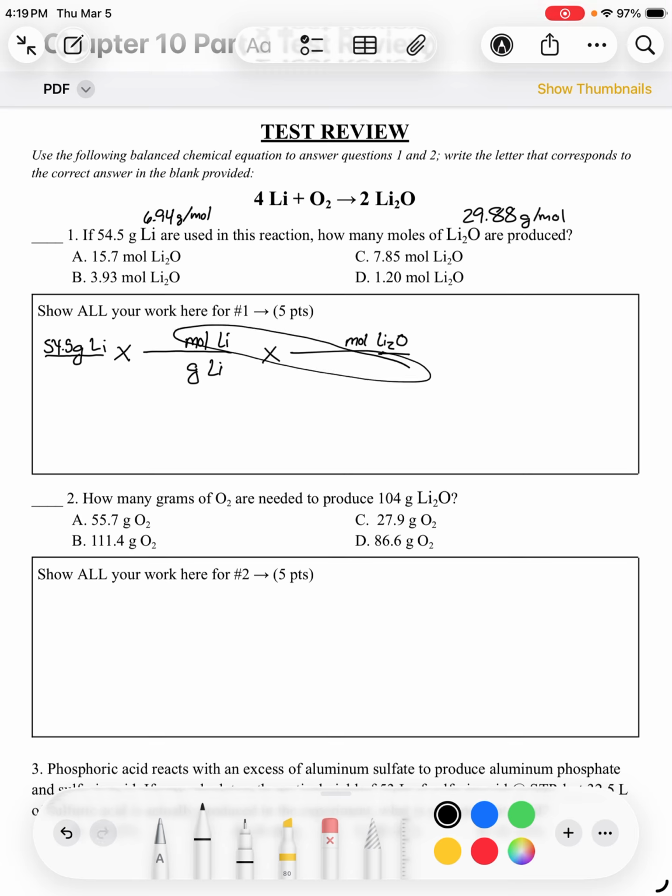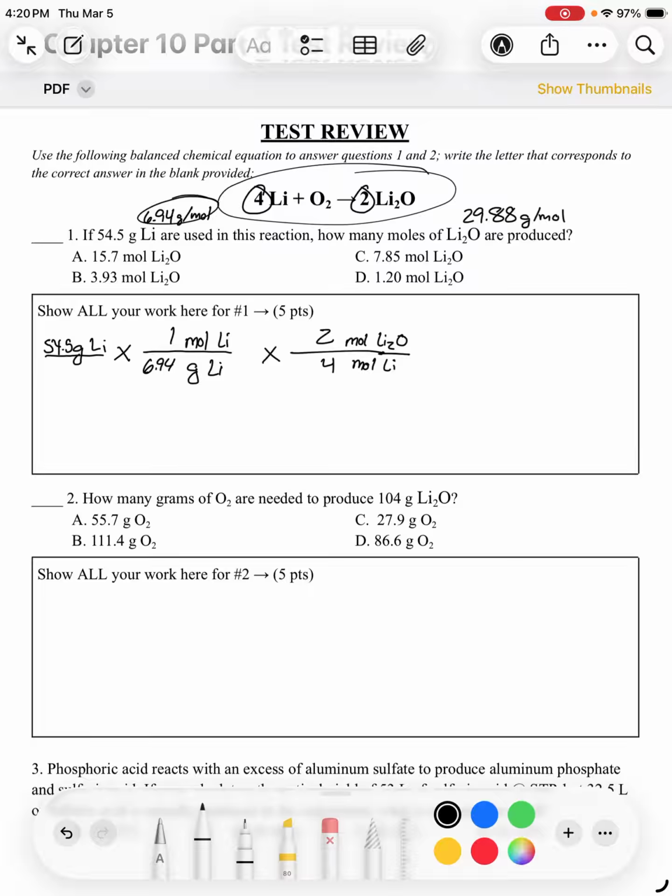And then what has to go on the bottom of the next railroad? Exact same units, moles of lithium. Remember, in a mole to gram conversion, what number goes beside moles? Always 1. And our molar mass for lithium is 6.94. That was given to us, and it's also on the diagram. Then, how do we know what numbers go beside a mole to mole conversion? Well, we look at the balanced chemical equation. 4 is beside lithium, and 2 is beside lithium oxide. Grams of lithium cancel out, moles of lithium cancel out, leaving us only with moles of lithium oxide.